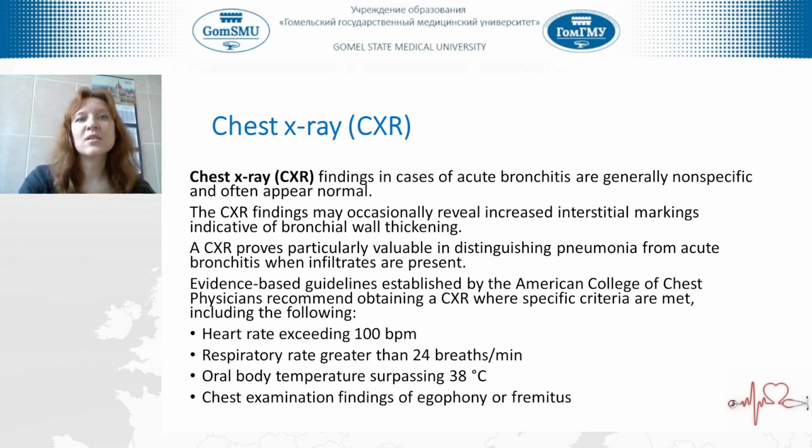Chest X-ray. Chest X-ray findings in cases of acute bronchitis are generally non-specific and often appear normal. The chest X-ray may occasionally reveal increased interstitial markings or bronchial wall thickening. Chest X-ray is particularly valuable in distinguishing pneumonia from acute bronchitis when infiltrates are present.